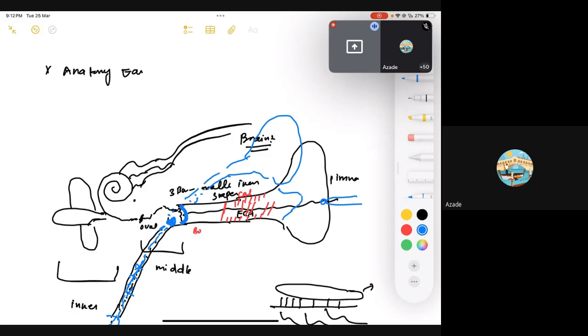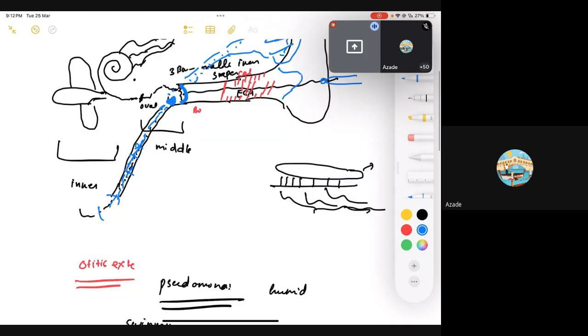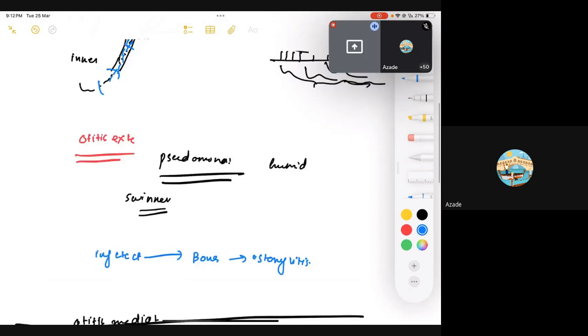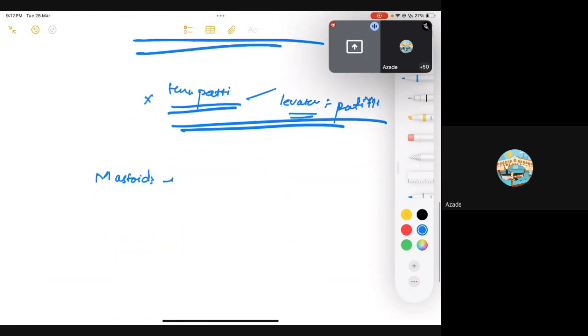Sometimes the infection can go back to the mastoid antrum and cause problems. The ear infection can spread through the mastoid process, causing mastoiditis. As the mastoid process is present behind the ear, the individual will have post-auricular pain, erythema and swelling. Is that clear? Yes, sir.